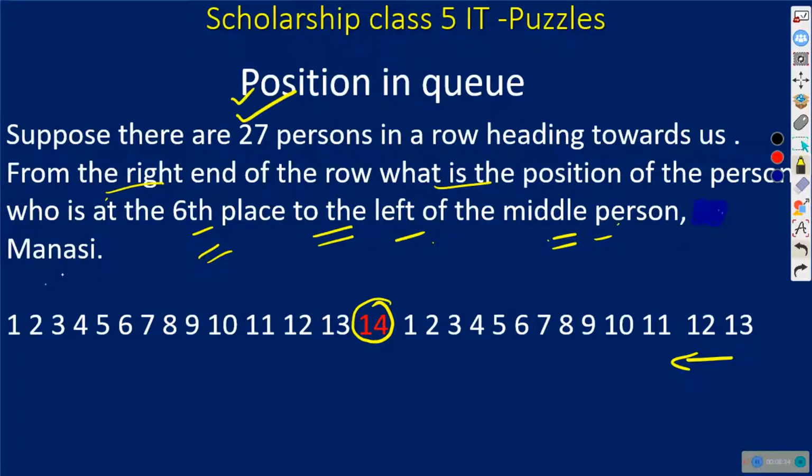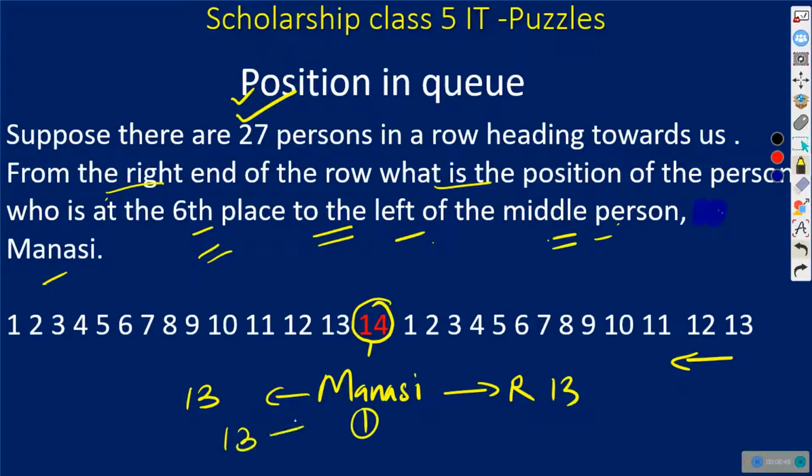And the middle person is Manasi. There are 13 to the left of Manasi, 13 to the right of Manasi. And Manasi is 1. So 13 plus Manasi plus 13 makes 27. The 14th position is Manasi. So we located this part. Who is the 6th place to the left of the middle person? 1, 2, 3, 4, 5. This is the 6th person left of Manasi.